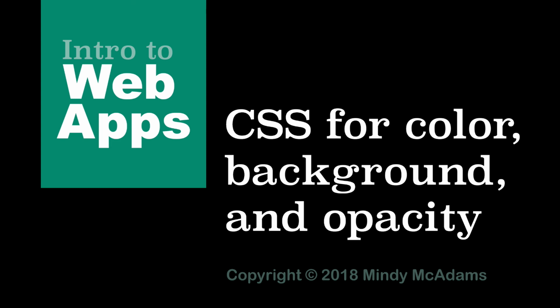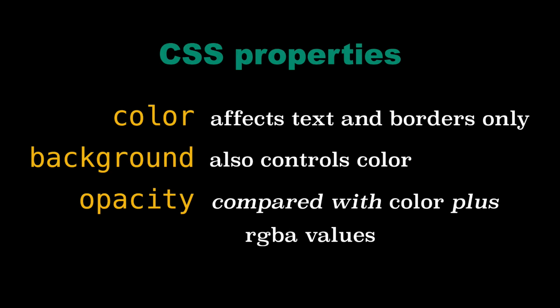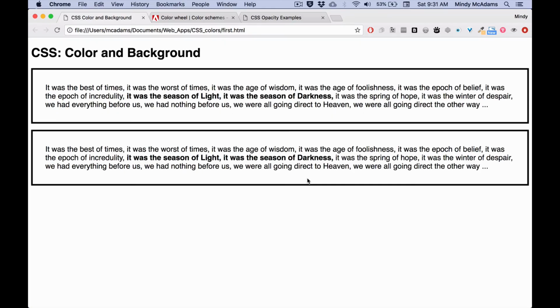Hello. In this video, I'm going to demonstrate the CSS properties of background, color, and opacity. And we'll also talk about how to use transparency, which is a little different from opacity. So to begin with, I have a document that has no color or background styles on it at all. It has a style sheet attached, and it has two paragraphs that are identical to each other.